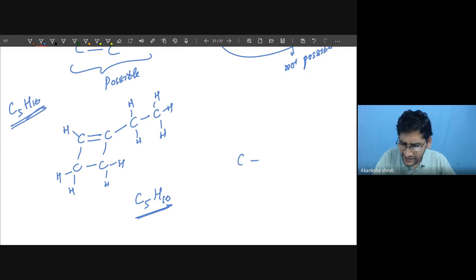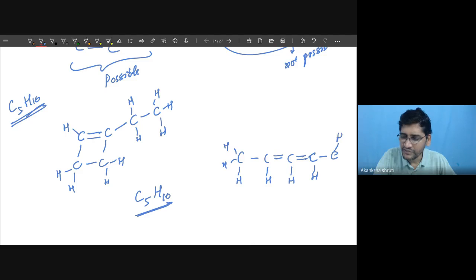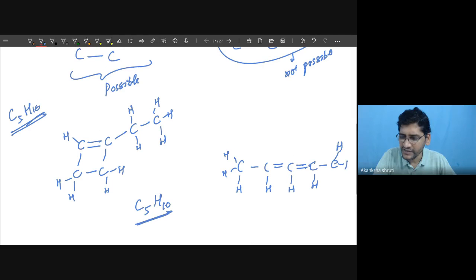But one may draw like this: 3, 4, and 5. Then only 10 hydrogen. So one may draw like this. So draw the two bond here, then give it. You can get it. So for this, three bonds. Any problem with this structure, or is it okay?